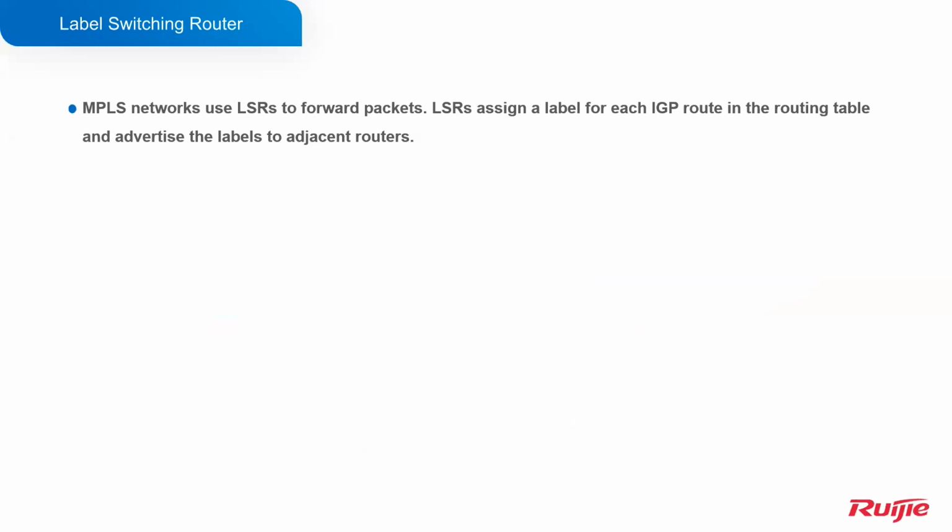So in this scenario, we have some basic concepts. The first is the LSR, label switching router. The MPLS network uses LSRs to forward packets. An LSR can assign a label for each IGP route in the routing table, and also advertise the label to adjacent routers. This process is very similar to a dynamic routing protocol.